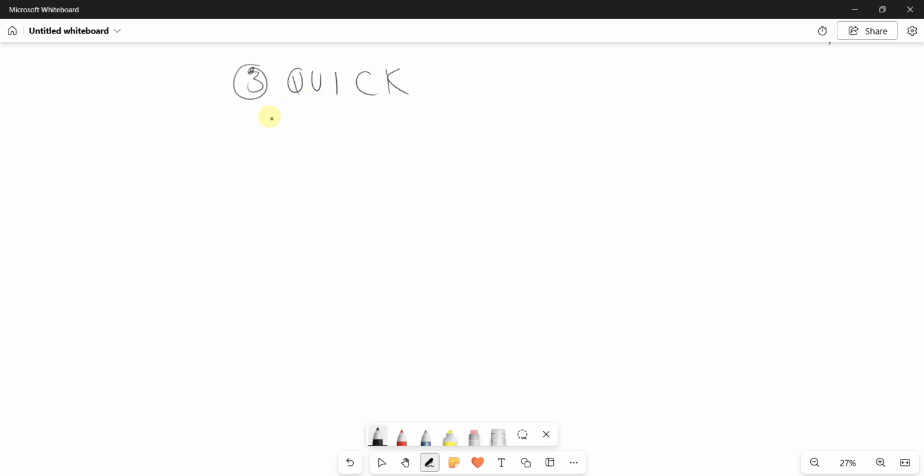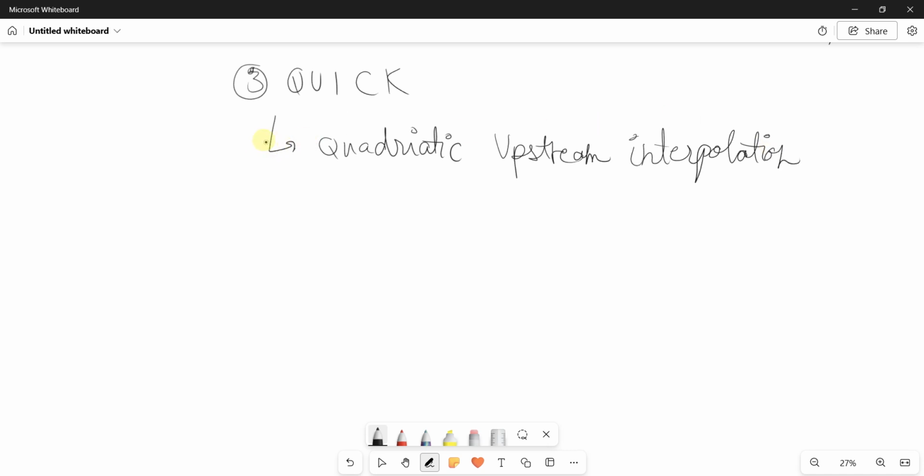QUICK. So what does this indicate? It's just an acronym. It's Quadratic Upstream Interpolation for Convective Kinematics, right? So again, as I said, usually it's just the first order upwind and the second order upwind methods. Now these are built upon each of them for more accuracy. So we'll just take brief looks at it. Won't go much into detail.